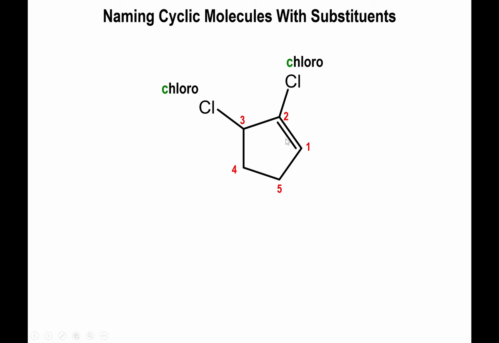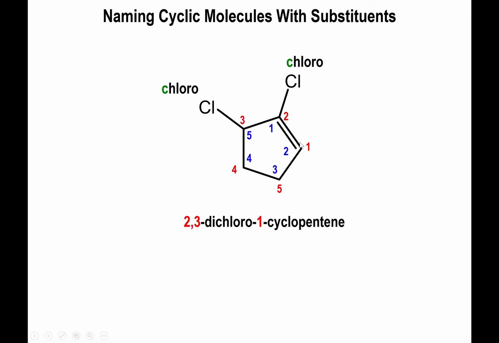Now, how do you number these things? Well, the alkene is the functional group, so you have to give the lowest number to the alkene. But there are 2 ways to do that because this is cyclic. This could be position 1 on the alkene, which makes that position 2, and then 3, 4, and 5, which means that your chloros are positions 2 and 3. So this is 2,3-dichloro-1-cyclopentene. And the 1 is there because that's where the alkene first appears.